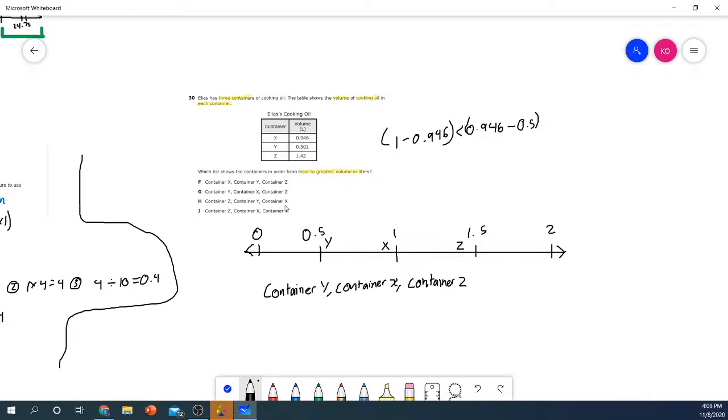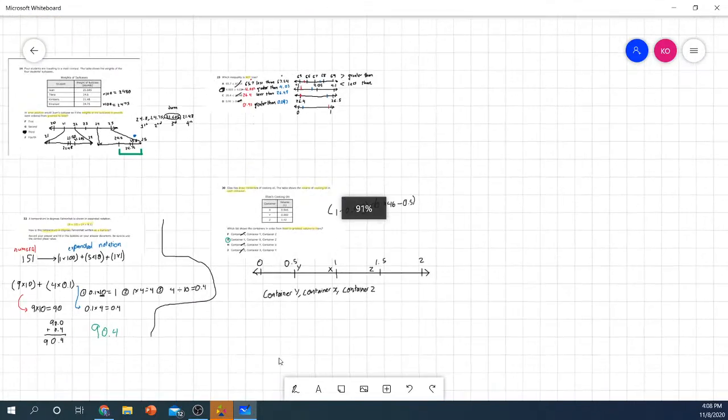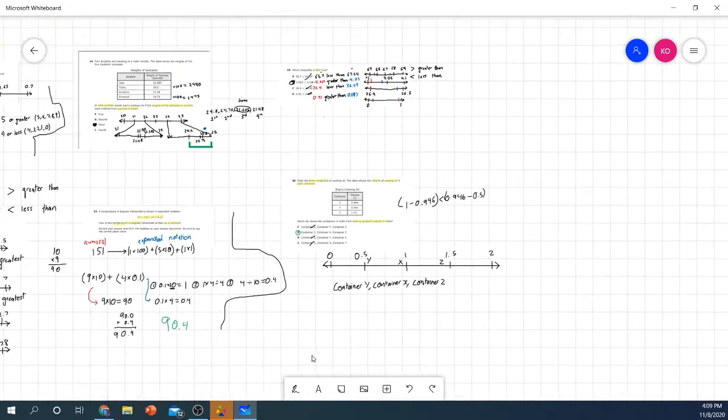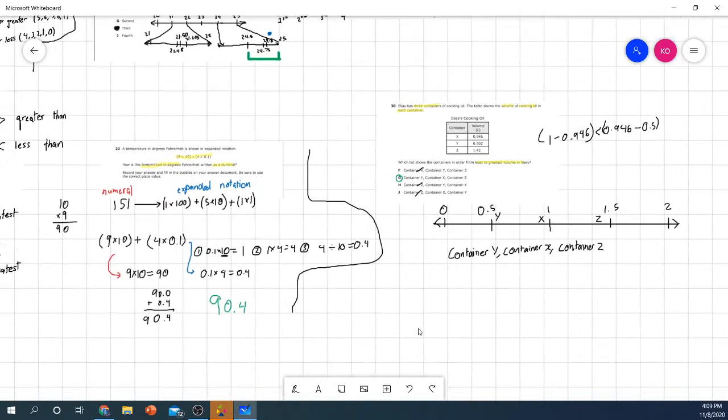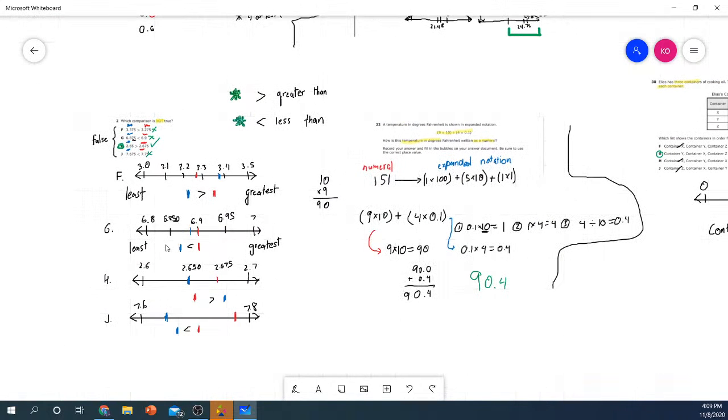So let's look at our answer choices and see which one best matches our order. Not this, not this, and not this. So our answer choice would be G. 30 is G, and I should use green for that. So there we have it. Just to recap, 30 is G, 22 is 90.4, and number 2 is H.